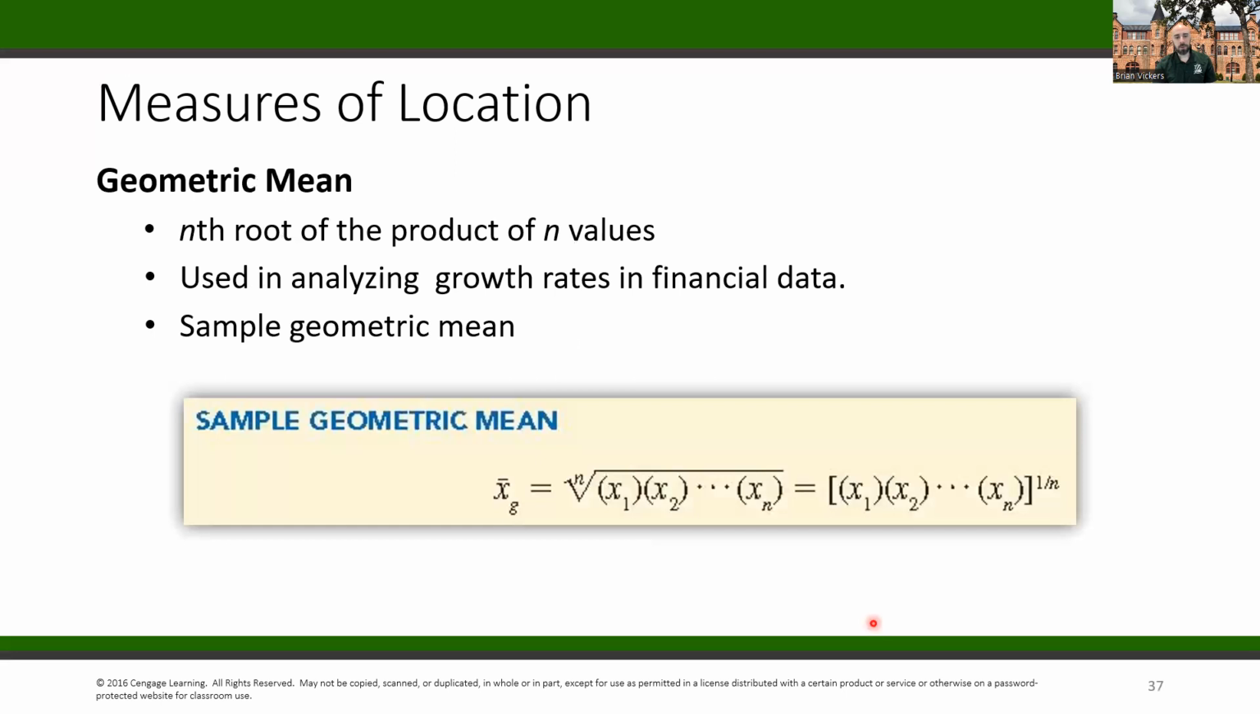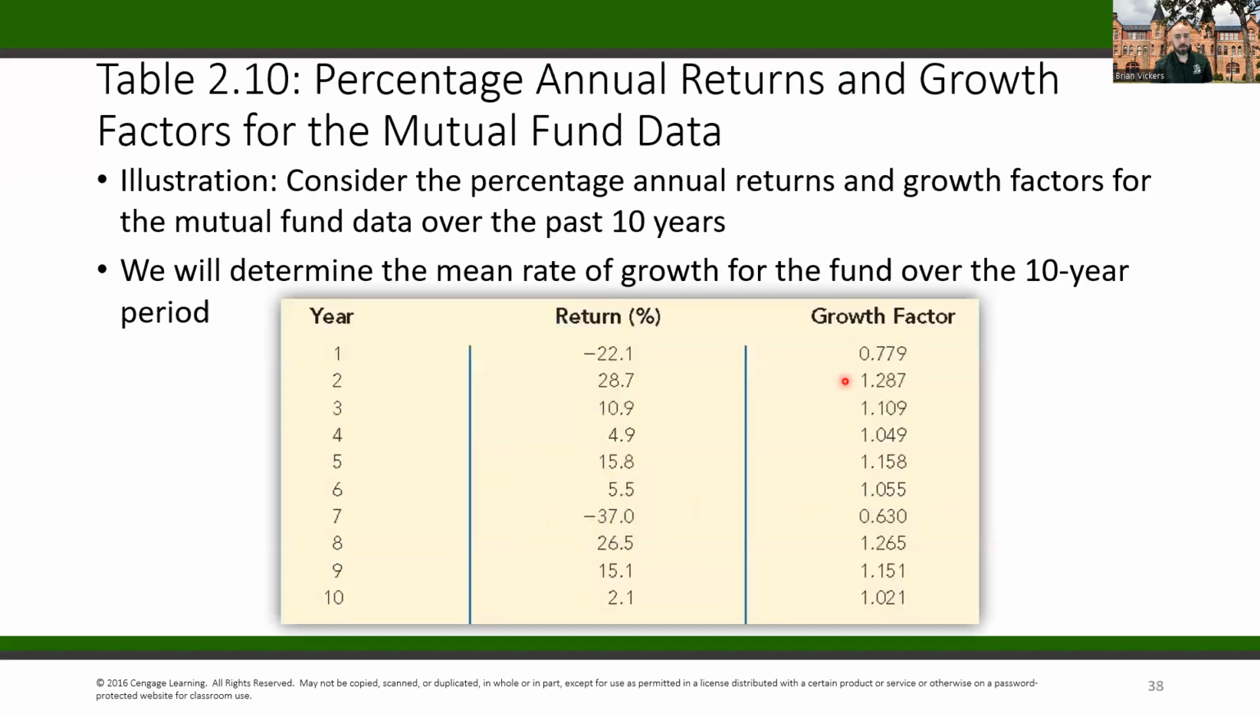When you're looking at growth rates, instead of using an average, you would use what's called the geometric mean. There's a slightly longer formula for that, which you'll see in the other video. But basically, if you had a bunch of growth factors over time, you could multiply all these together and then take the nth root of the observations. So if there's 10 observations, you multiply all these growth factors together and then take the 10th root of that.